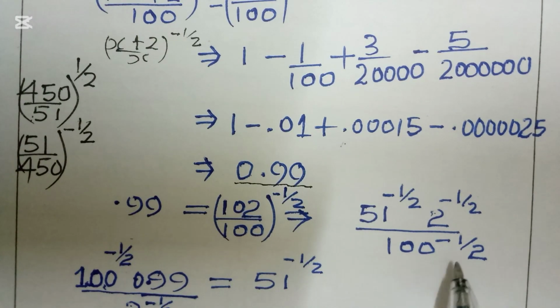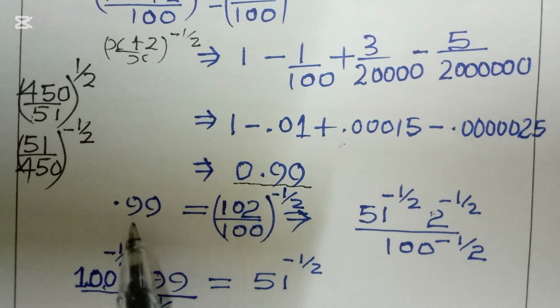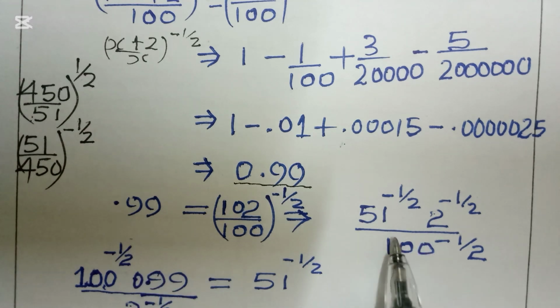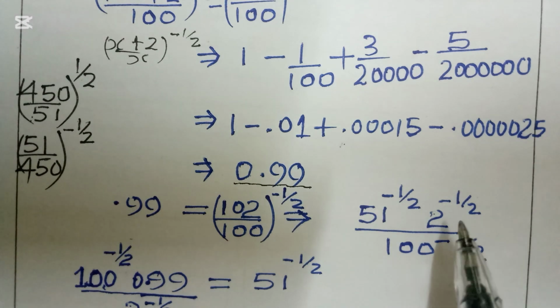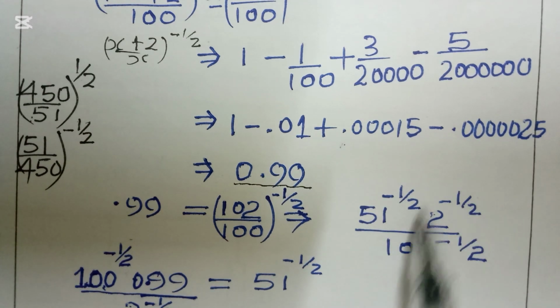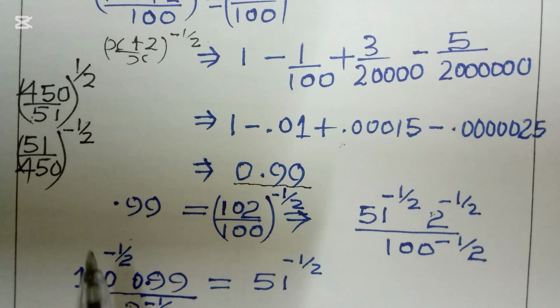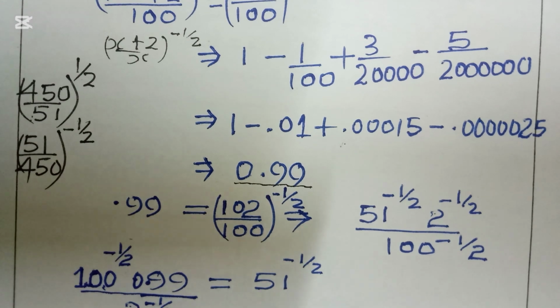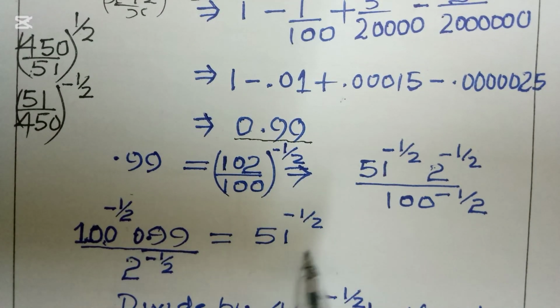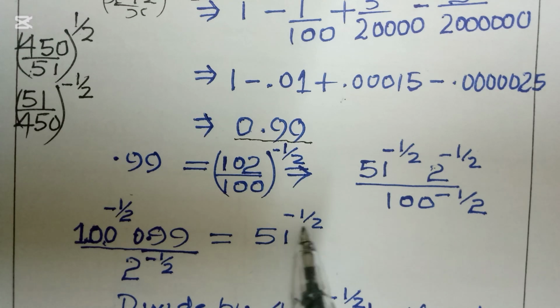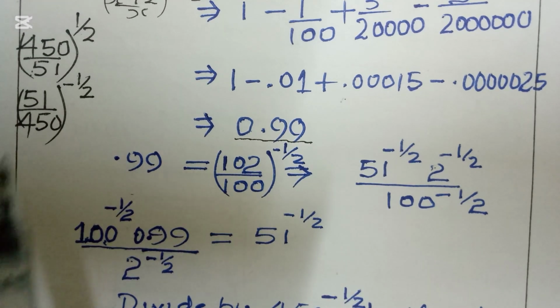After that, guys, you can now transfer. Equalizing 0.999 equals to this. Guys, we can transfer 100 raised to negative half on this side, that is to the numerator, and 2 raised to a negative half to the denominator. And that's where we have our equation here, whereby on one side we are left with 51 raised to negative half. Because remember, guys, we are actually targeting that.